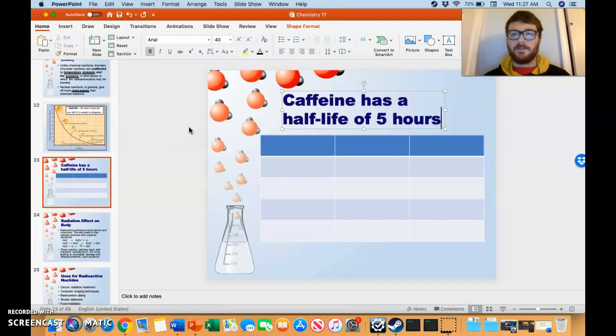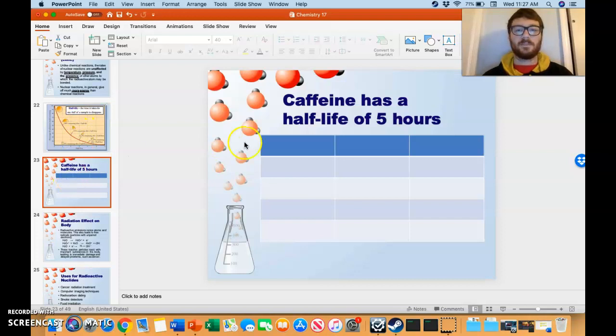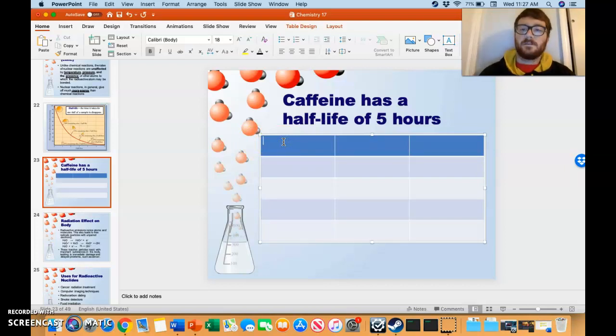Now, the half-life is the time it takes for half of something to go away. Particularly something radioactive. I'm not saying caffeine's radioactive. But caffeine chemically disintegrates after 5 hours. So you can make a chart. And so let's have this be half-lives. Let's have this be time. And this be amount remaining.